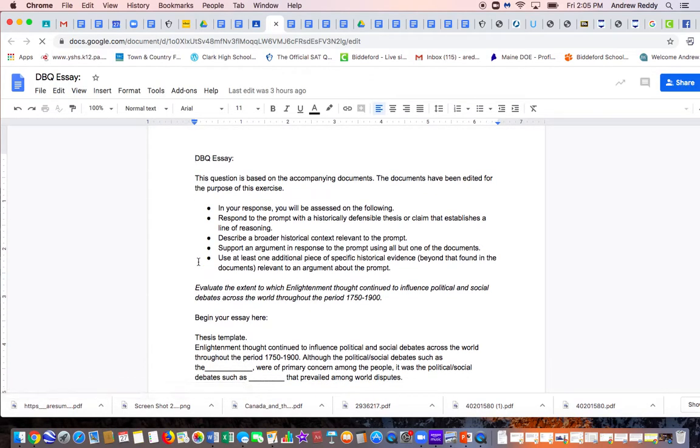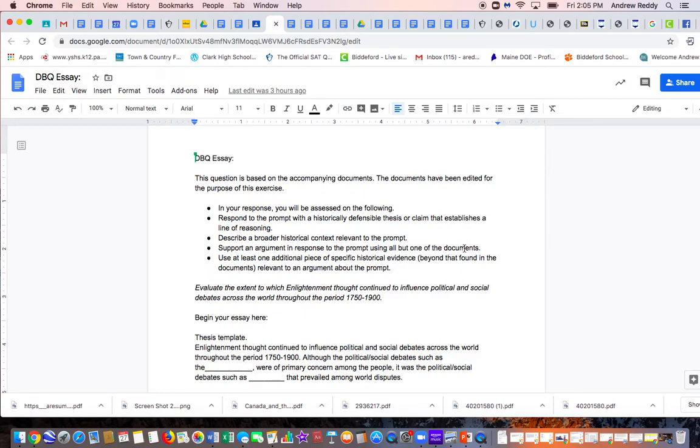Just to review, the question is based on the accompanying documents, which are in that PDF I just opened. The documents have been edited for the purpose of this exercise. In your response, you'll be assessed on the following, and you have 4 bullet points. This is essentially the rubric that the scorer of your exam would be looking at if you had a DBQ essay on the exam. You want to respond to the prompt with a historically defensible thesis or claim, describe it in a broader historical context, and support the argument in response to the prompt using all but one of the documents.